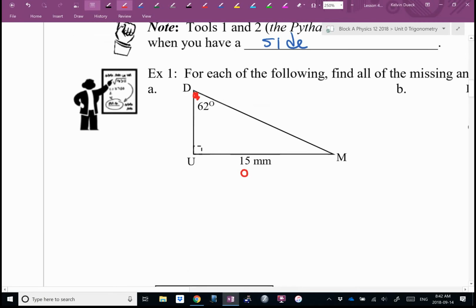Then it wants me to find MD. What would I call MD? Which trig function?